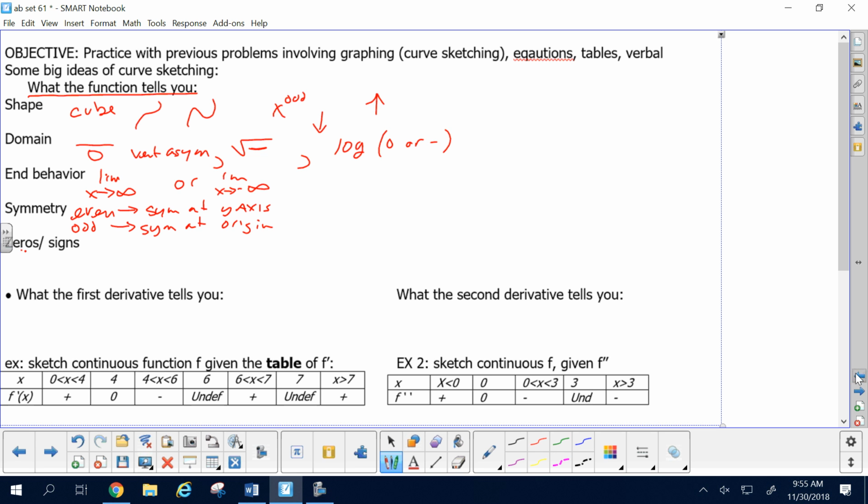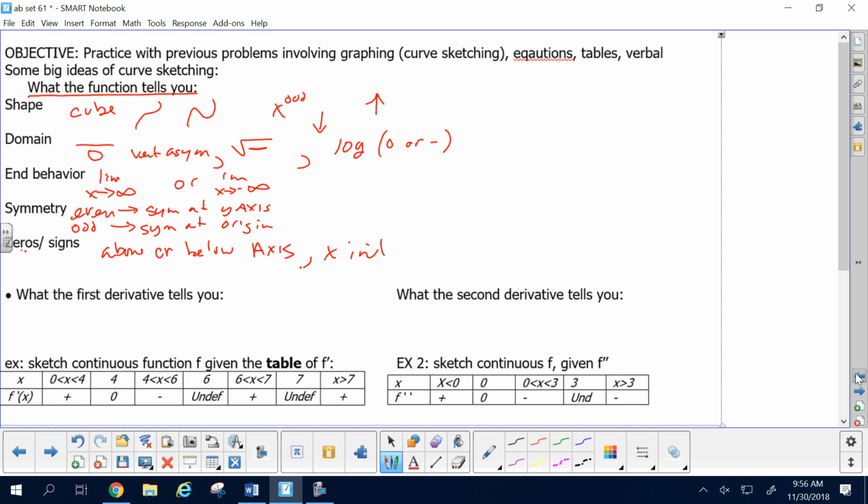Zeros and signs. You can find where the graph is above or below the axis and find x-intercepts by looking at the zeros of the function. Okay, now all that's pre-calculus ideas that tell you about the function.